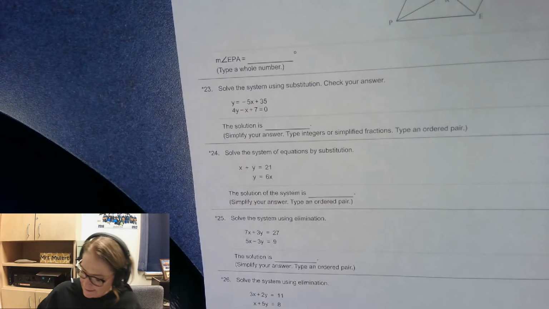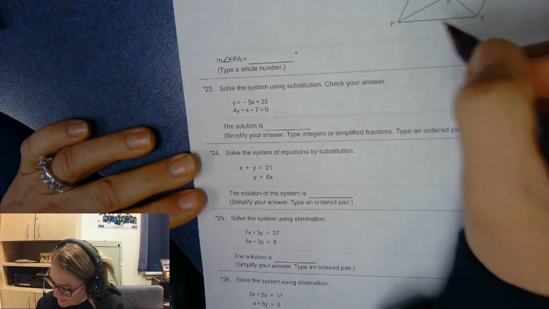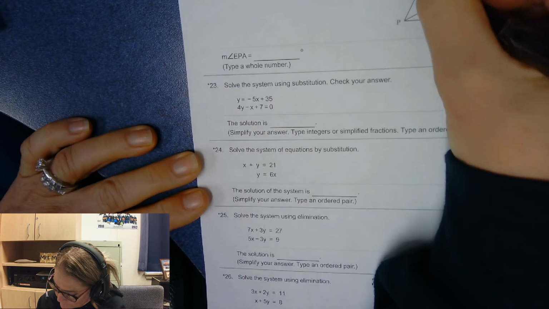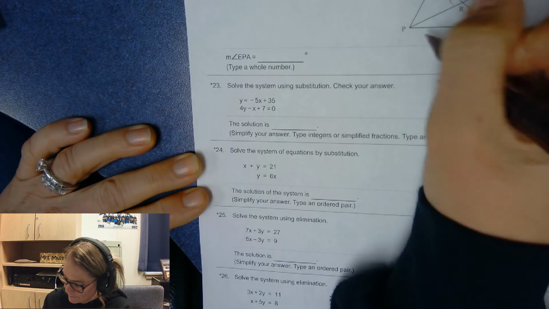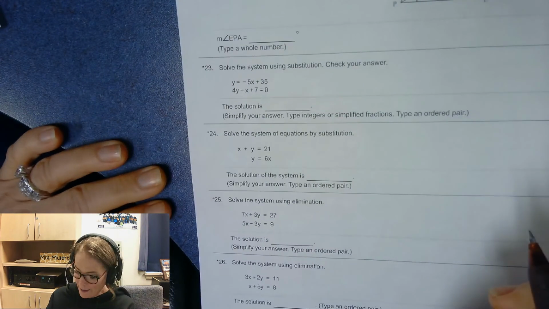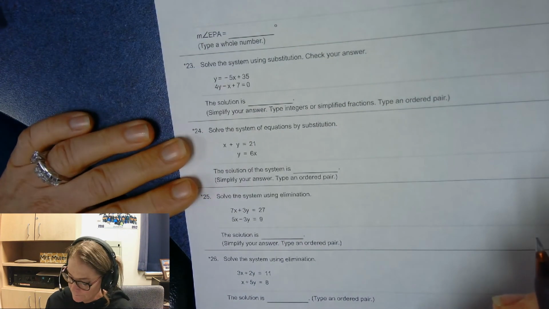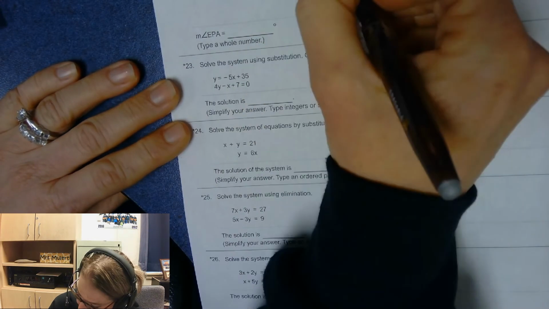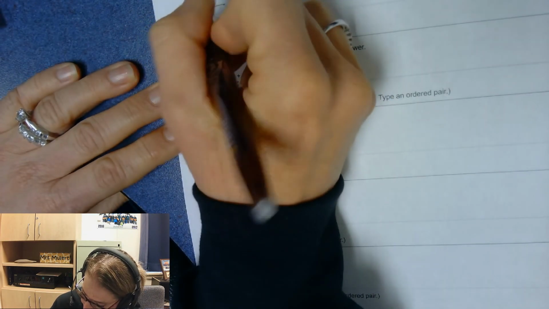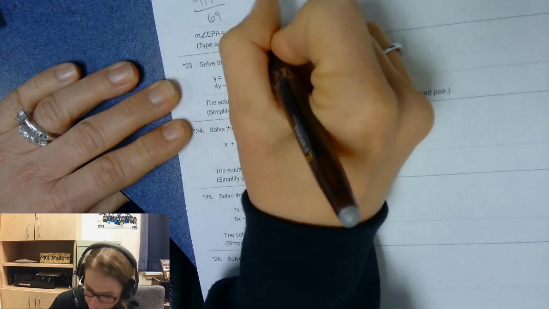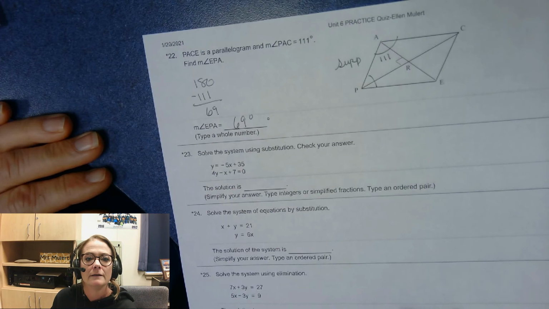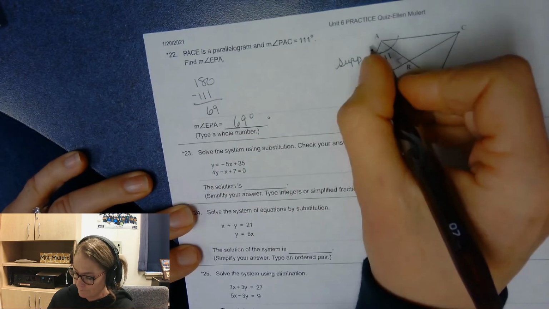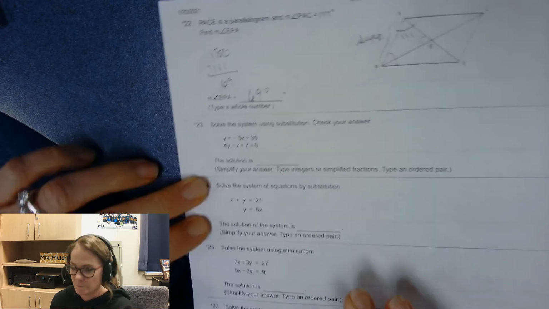All right, PAC is a parallelogram, and PAC is 111. Find EPA. Well, that is just going to be supplementary. So, supplementary. We're just going to go 180 less 111, and that is what's 9 there. Okay. Now I think we're into some, oh gosh, could you not see that? Sorry. That's easy though, they're just supplementary. 180 minus 111.